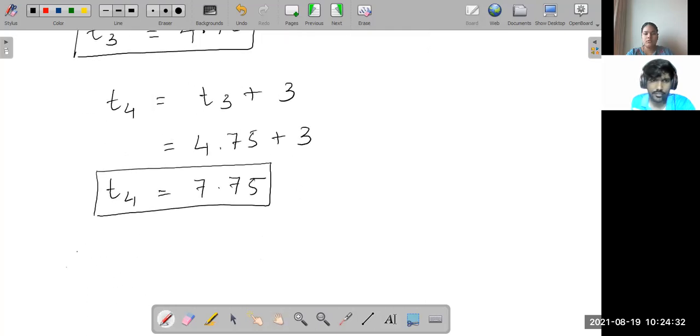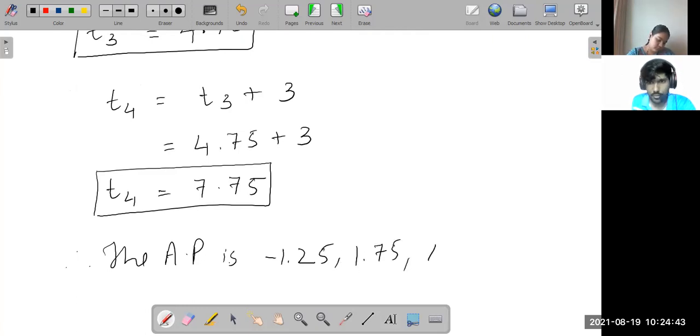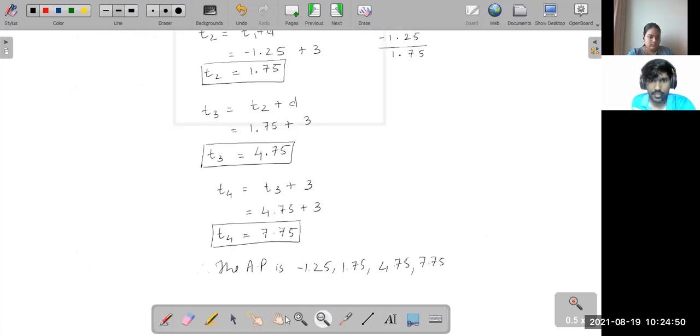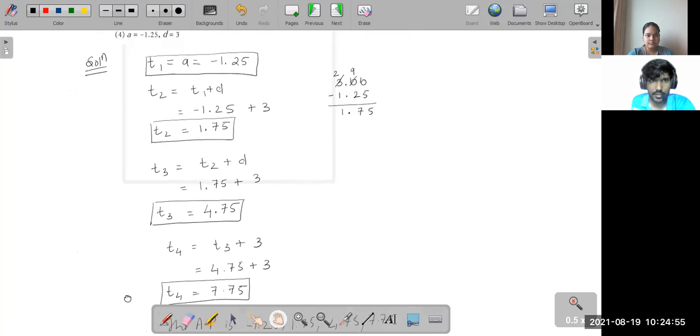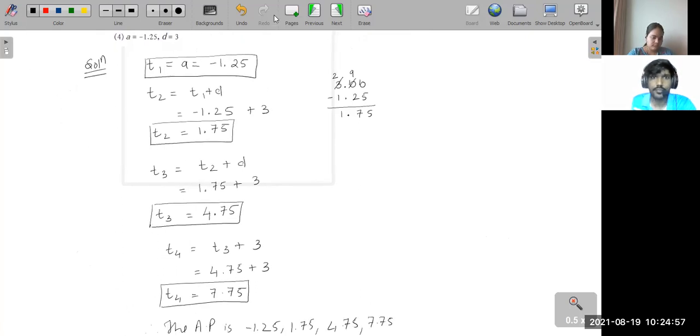So let's write, therefore, the AP is minus 1.25, comma, 1.75, comma, 4.75, comma, 7.75. Clear? Okay, write it down. Write down this calculation also: 3.03 minus 1.25.